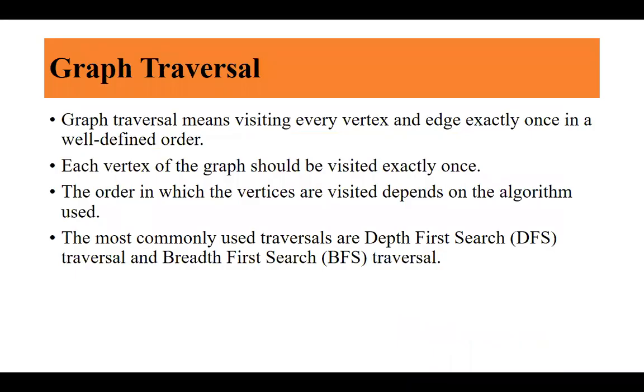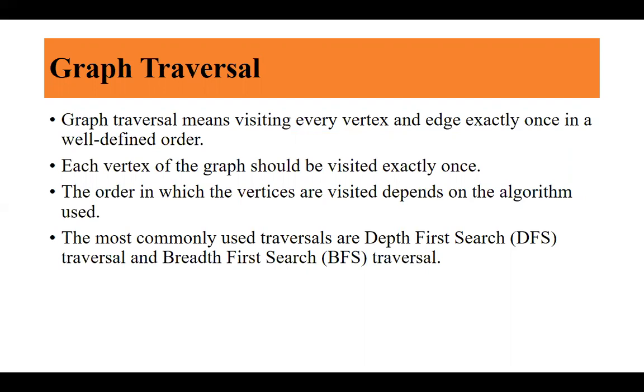Graph traversal means visiting every vertex and edge exactly once in a well-defined order, right? So each vertex of the graph should be visited only once. The order in which the vertices are visited depends on the algorithm used. Fine. So the algorithm used will decide how you visit the vertices of the graph. So traversal will not be the same every time. Each traversal will have its own order of vertices.